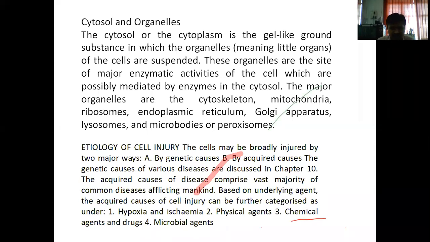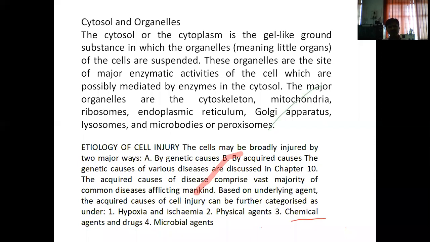The cytosol, or cytoplasm, is the gel-like ground substance in which the organelles are suspended. Cytosol is another name for cytoplasm. The organelles, meaning little organs of the cell, are suspended there.